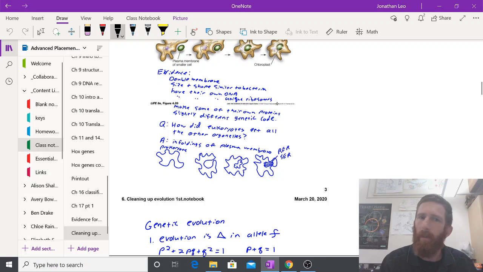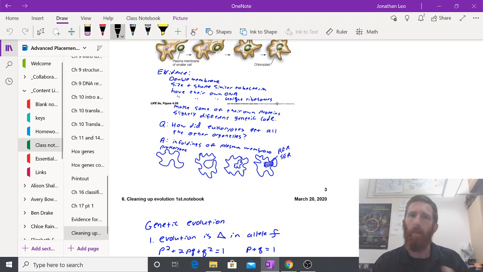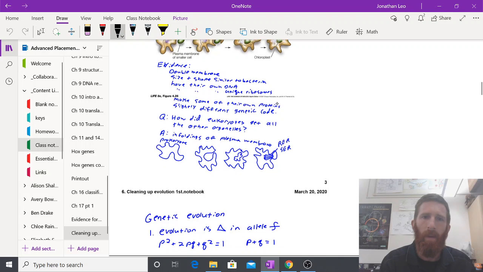We already wrote down some of this evidence, so you don't have to write it down, but double membrane, because of the engulfing, we get a double membrane. Size and shape are similar to bacteria. Mitochondria and chloroplasts have their own DNA. They have their own unique ribosomes, just like prokaryotes. Bacteria have slightly different ribosomes from eukaryotes, and it turns out that mitochondria and chloroplasts actually have those bacterial ribosomes rather than the eukaryotic ribosomes.